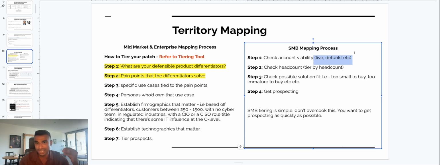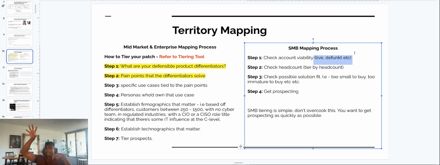If most of it looks like they're remote staff or they're contractors and there's one person, or the company doesn't look like it has much of a presence, it's probably not live. So very quickly sift that, right? Has it been acquired? Is it defunct? Is it still live? Quickly sift that.